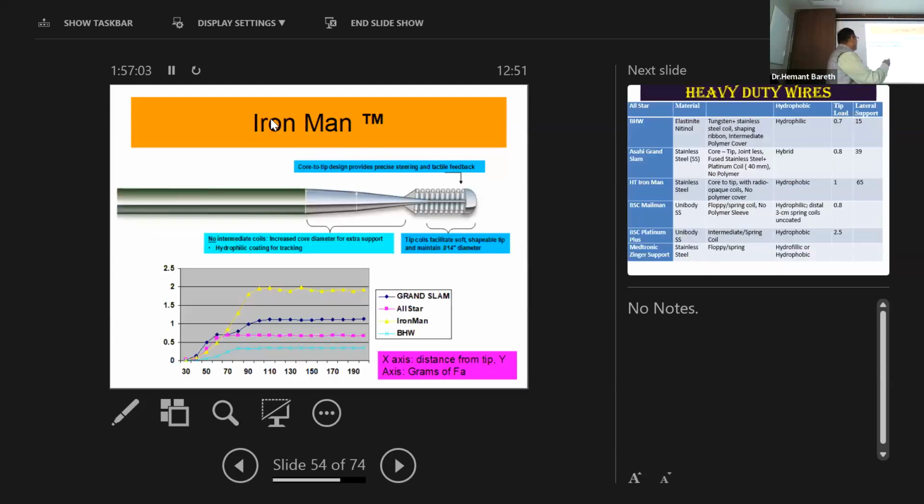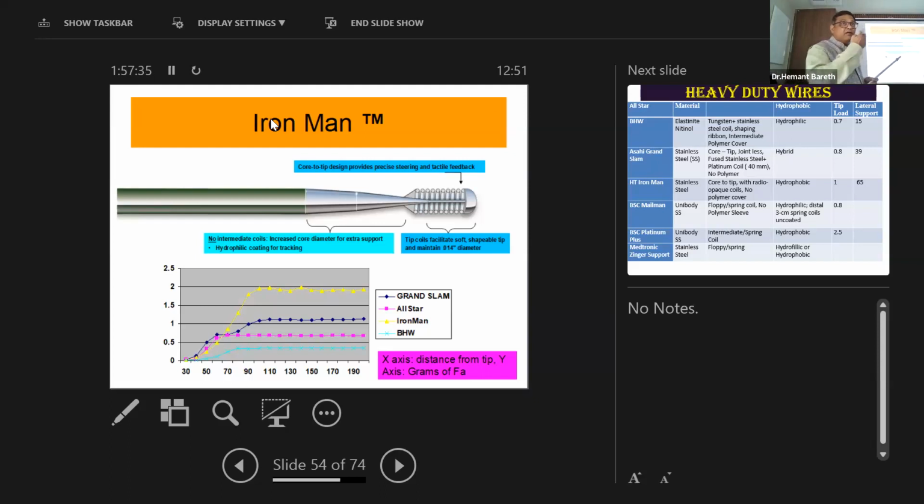And this is the Iron Man wire, as I said. So you see, BSW lies here, and then comes this one, which is the All-Star wire. This is the Iron Man, and this is the Grand Slam, and this is the Iron. So Iron Man, as you can see, has the highest support. And so for practically all kinds of lesions, you can use this.